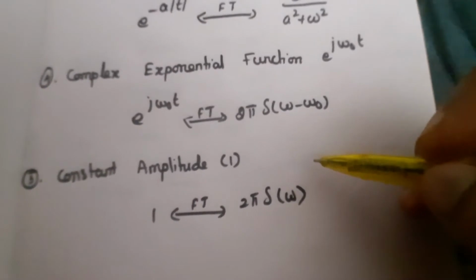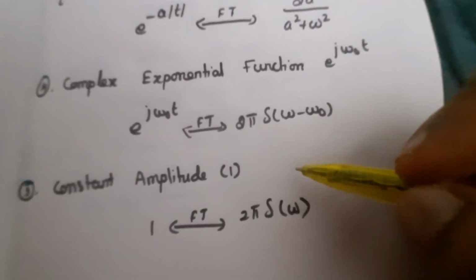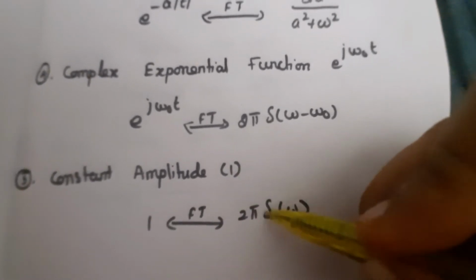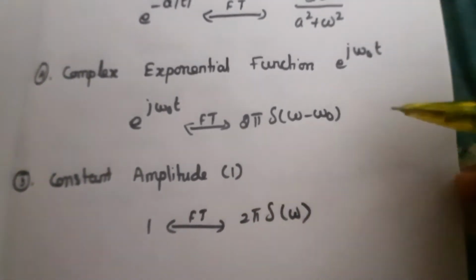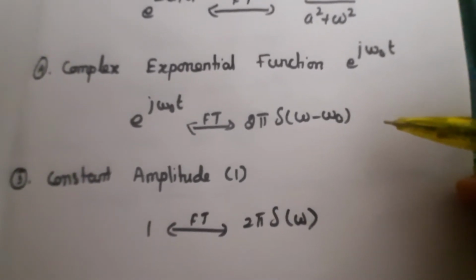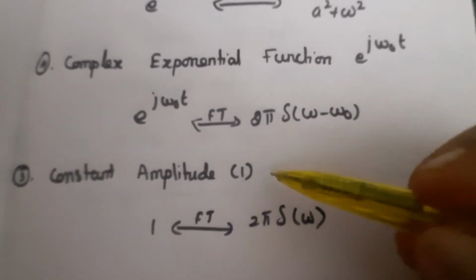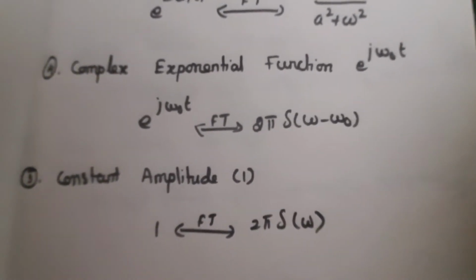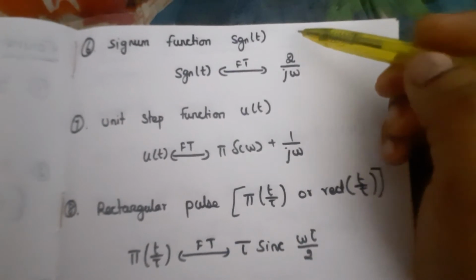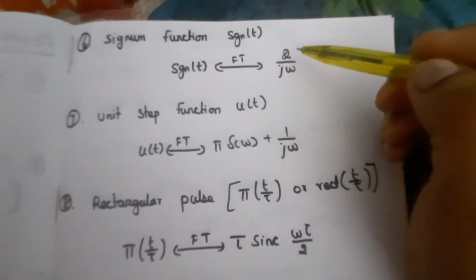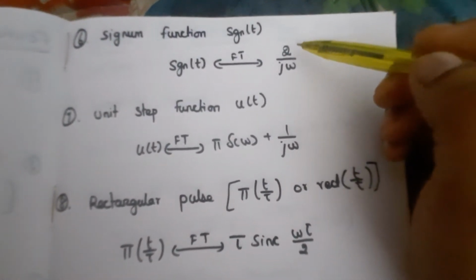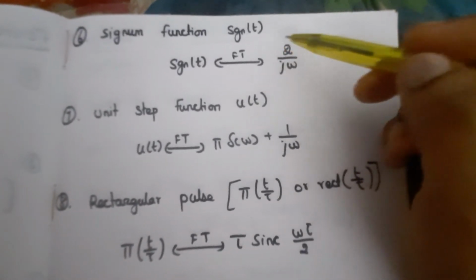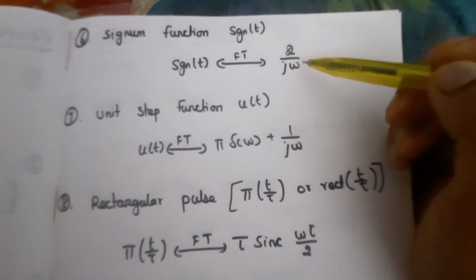And constant amplitude. For any constant amplitude, the Fourier transform pair is 2 pi del of omega. So the Fourier transform of constant amplitude is 2 pi del of omega. Next, the standard signal, signum function. The Fourier transform of the signum function is 2 divided by j omega.